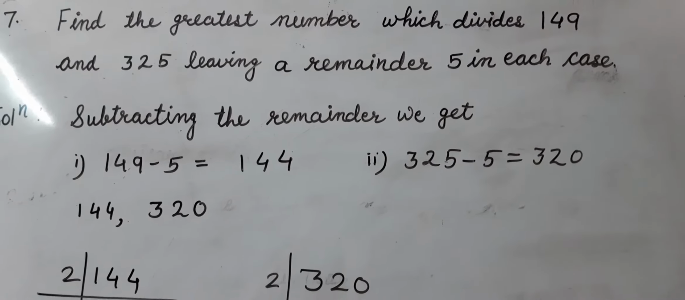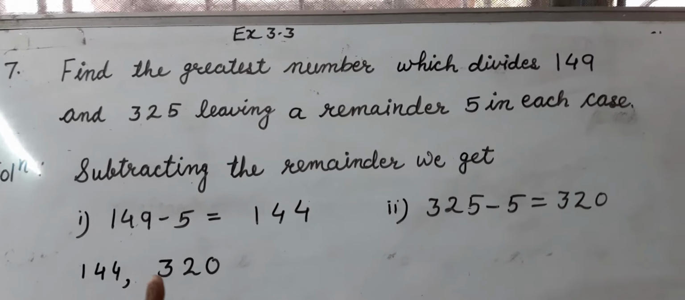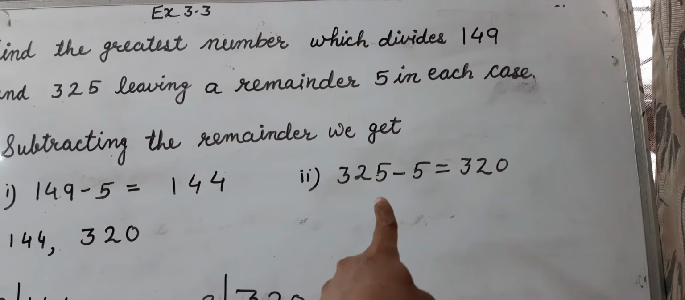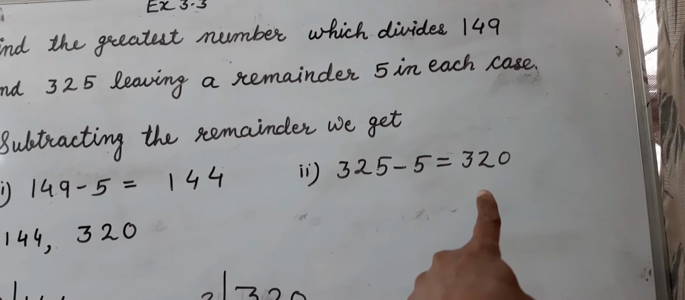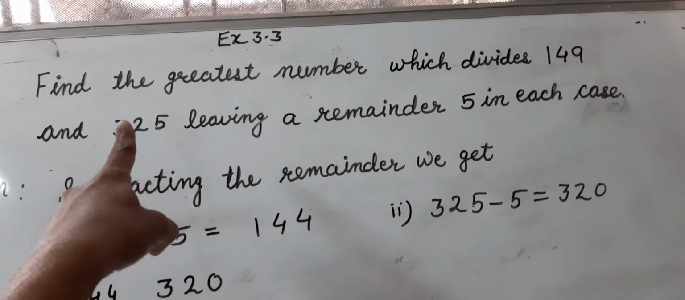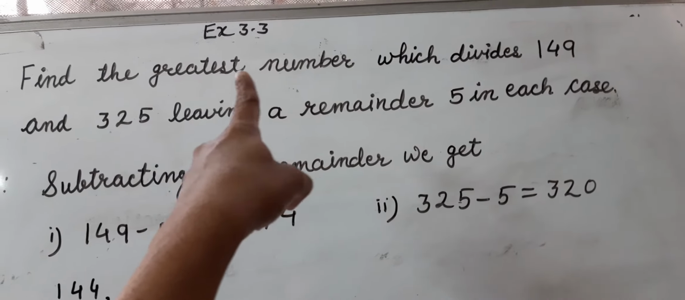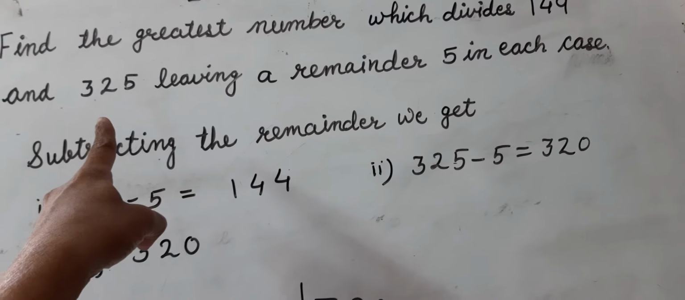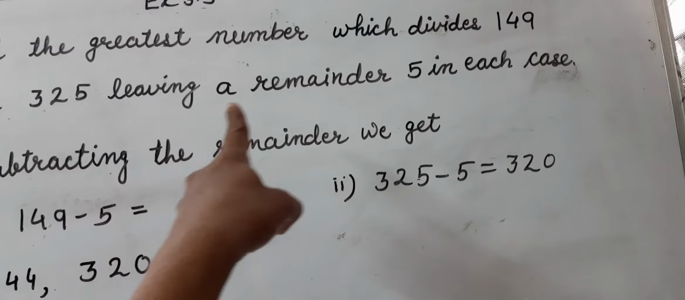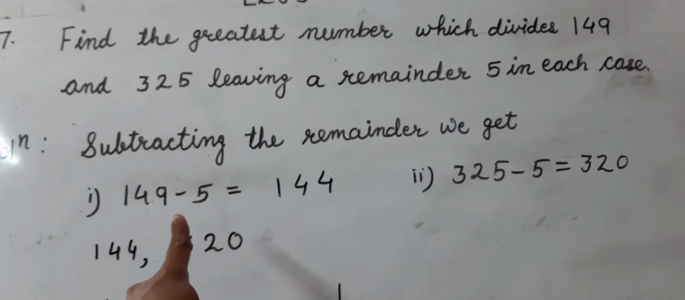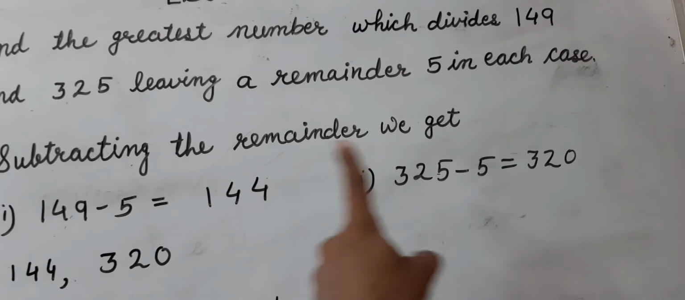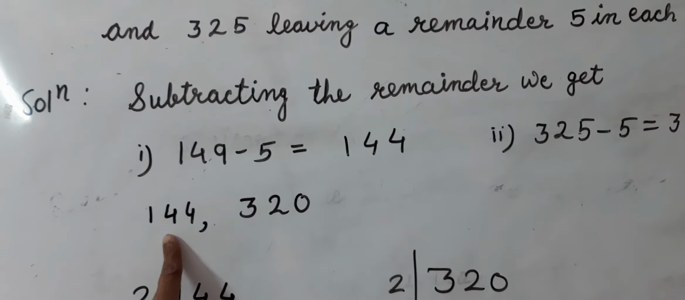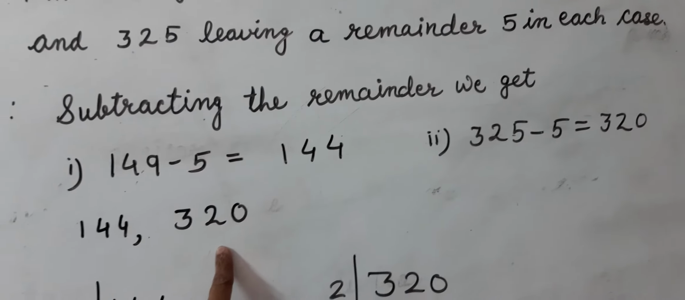So after subtracting, what we will get? From 149, when I subtract 5, 144. From 325, when we subtract 5, 320. In this question, you have to find the greatest number, that is the highest common factor. But the condition is leaving a remainder of 5, that is why first we have subtracted 5 from both the numbers, because 5 will be left over in both cases. So after subtracting, we got 144 and 320.